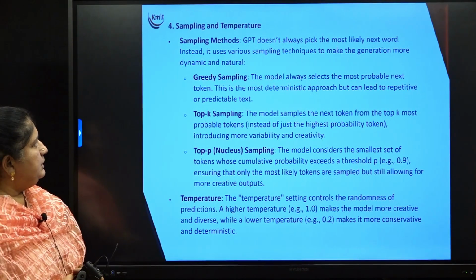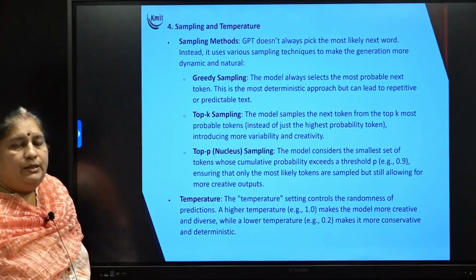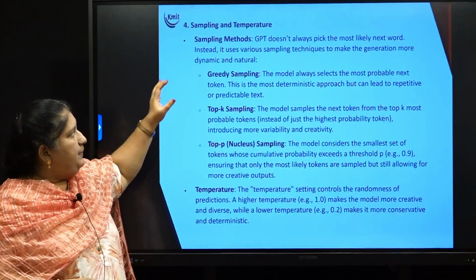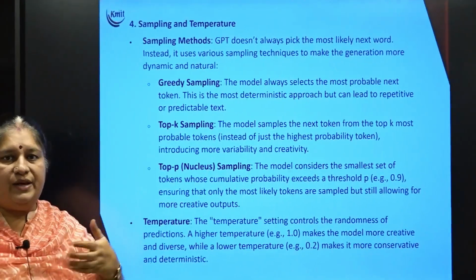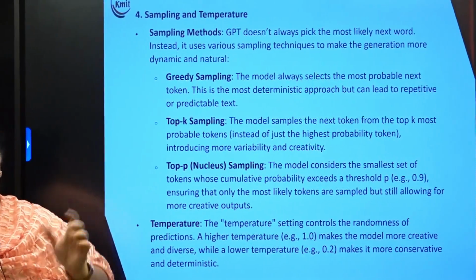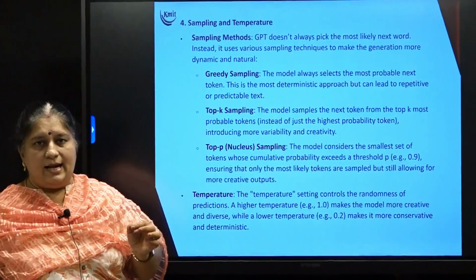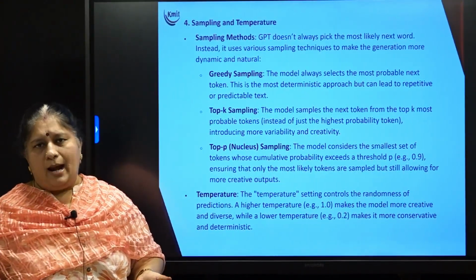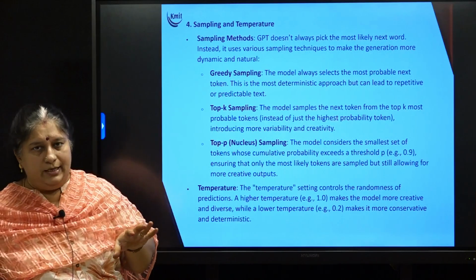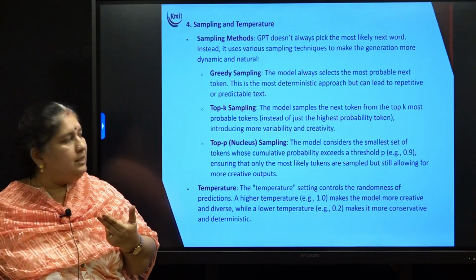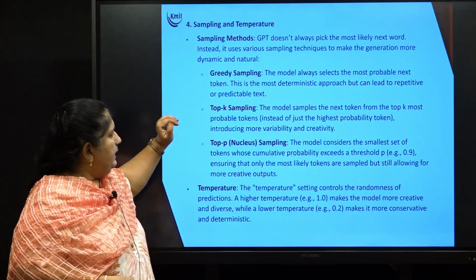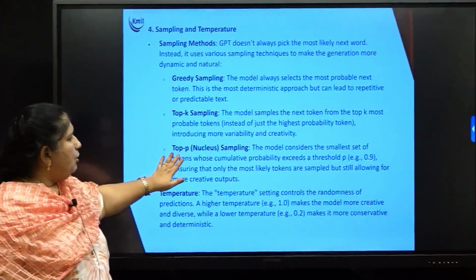Now, sampling and temperature. Whenever you are working with token generation or next word prediction while generating text, GPT uses various sampling methods. It doesn't always pick the most likely word. As I said, for "The cat sat on the," generally we use the word "mat," but GPT will try to use various sampling methods. What could the various sampling methods be in general? They could be greedy sampling, top K sampling, top P sampling.